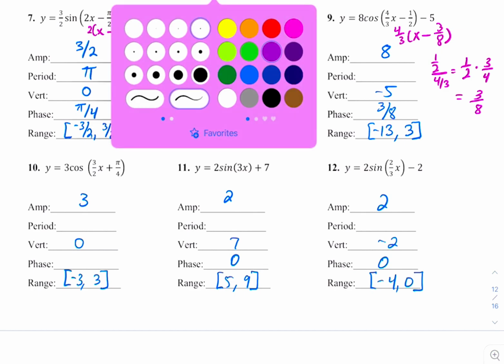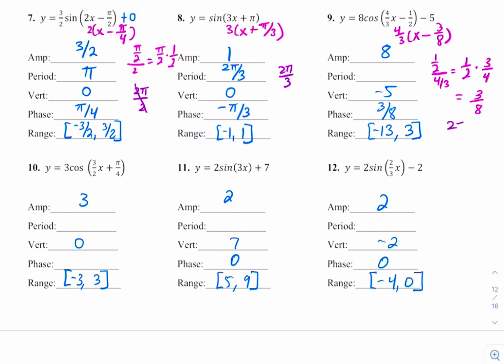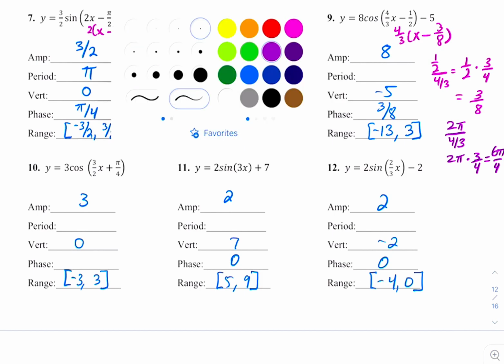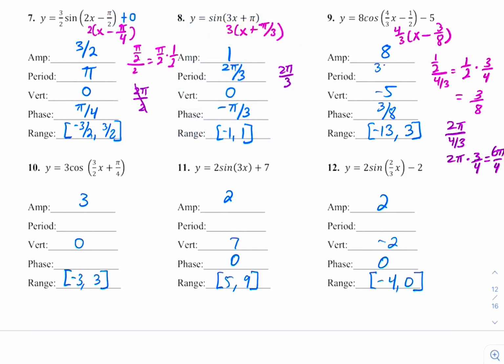And then to calculate the period, we are taking 2 pi divided by our b value, which is this 4/3. So that means that I'm really doing 2 pi times 3 over 4. So this will be 6 pi over 4, which I would simplify down to 3 pi over 2.